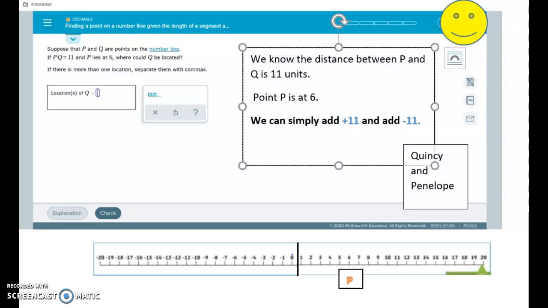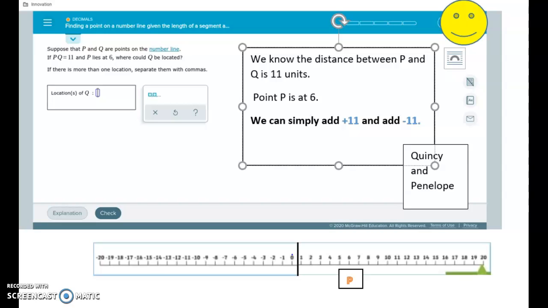Hello everyone, so today we're going to talk about finding a point on a number line given the length of a segment and another segment. On these types of questions, I encourage you to either print off your own number line or make a number line yourself. It's really easy. The positives go on the right, the negatives go on the left, and get used to using this number line because it's going to be really helpful in understanding how to solve these types of questions. So let's get to the question.